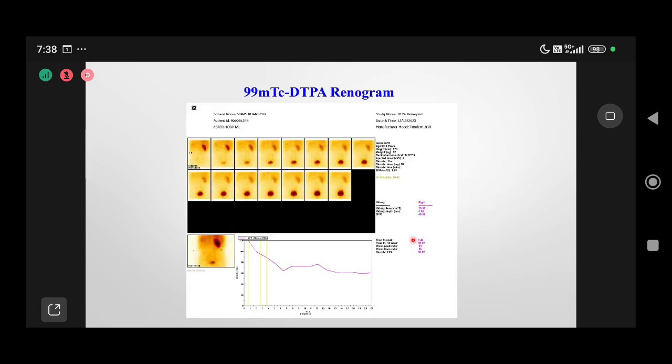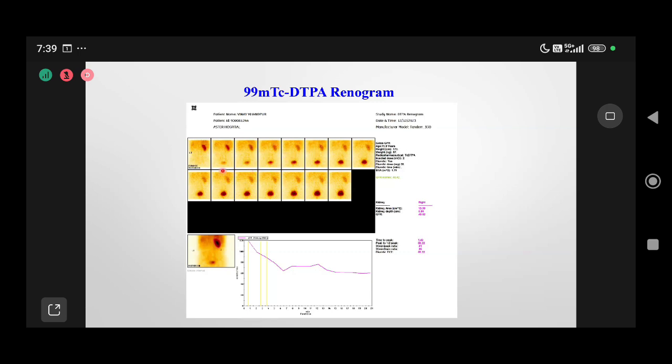Then this is an image of the technetium DTPA renogram, done to look at the GFR estimation or the functional status of the kidneys. Anatomy and functional status might not always correspond. There might be 2 kidneys, but only 1 functional kidney. This is to see which kidney is functioning. Here these are all posterior images, which means the image has been acquired from behind.